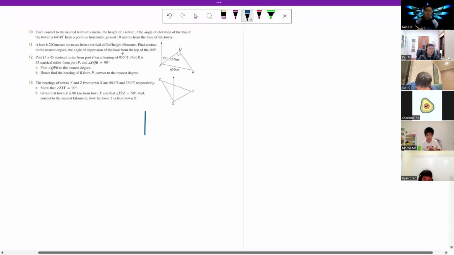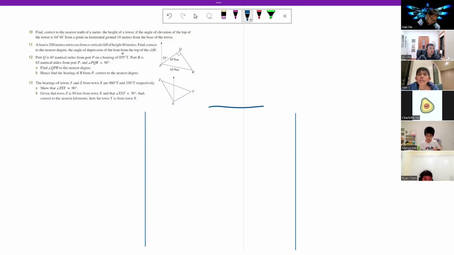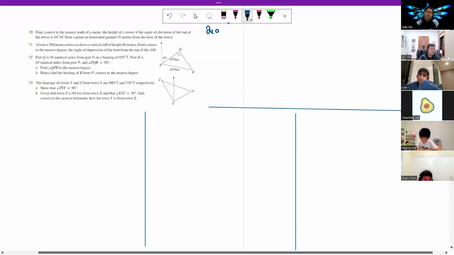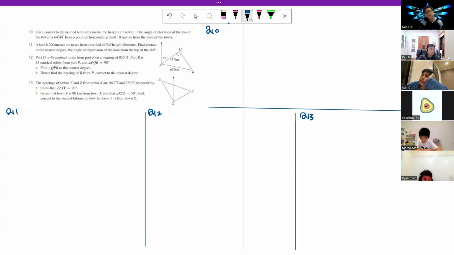So here, each person has a big space like that. And on the top, it's going to be question 10. Cool. So let's do it. Anyone want to give a try?